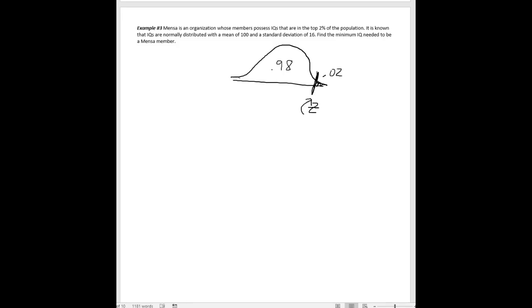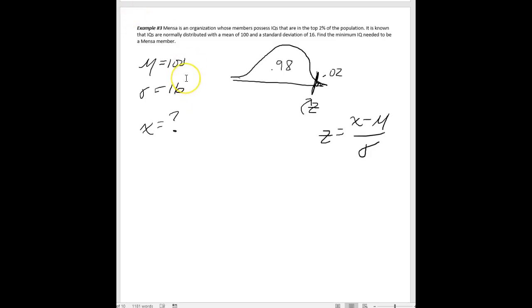Okay, so what do we know? Well, we know what mu is, and that is 100. We know what sigma is, that is 16. And now we need to find what z is, because we want to know what their IQ is. So we're ultimately looking for what x is, okay? All the while we're using our standard z formula here.